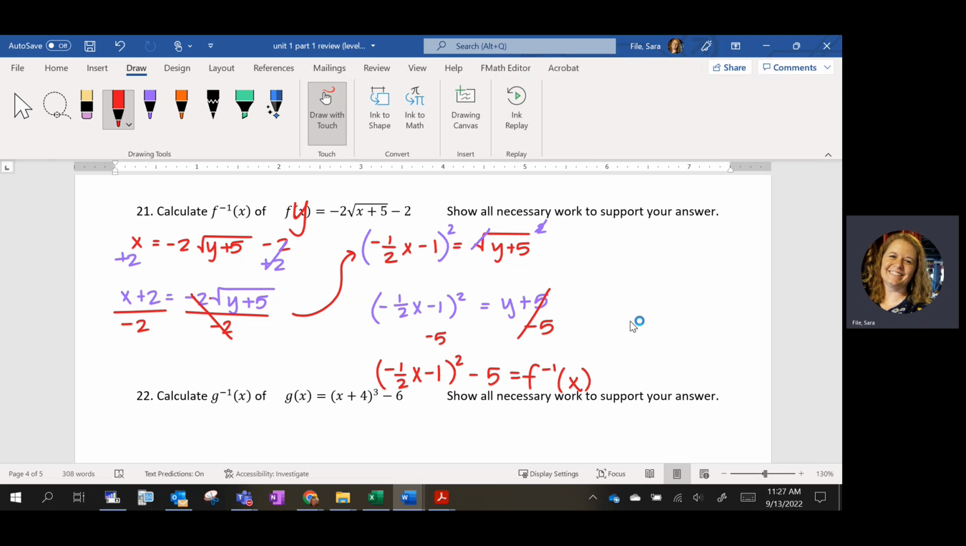Feel okay about that? So replace f of x with y, switch x and y, and do your algebra to solve, and then notate that that's the inverse.